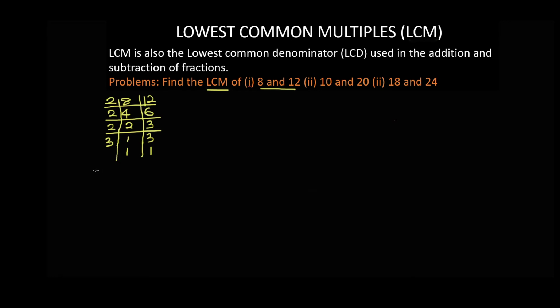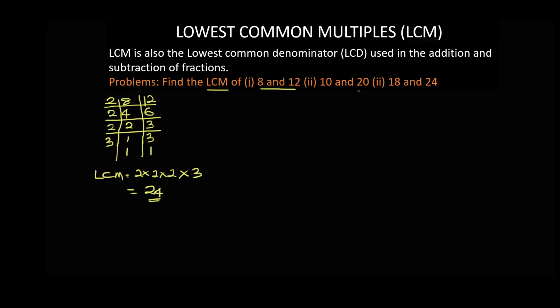So that means the LCM of 8 and 12 is going to be, you multiply these numbers out: 2 times 2 times 2 times 3. In that case, 2 times 2 is 4. 4 times 2 is 8. 8 times 3 is 24. So that means 24 is the LCM of 8 and 12.